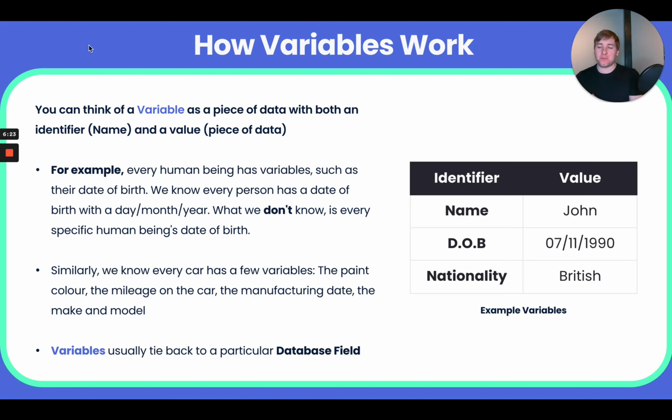And so, the word variable is really key. It means something which can vary, something which can be different. A date of birth can vary between people, a name can vary between people, and that's a way to think about it. And let's build on that a little bit.